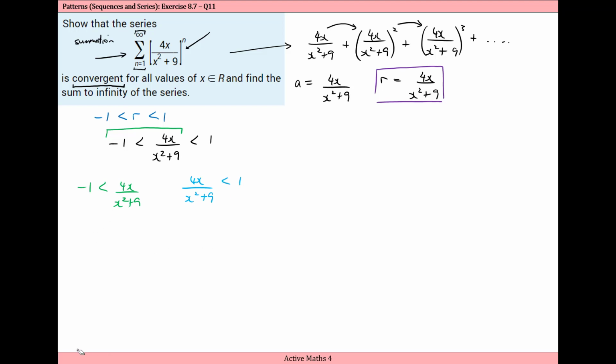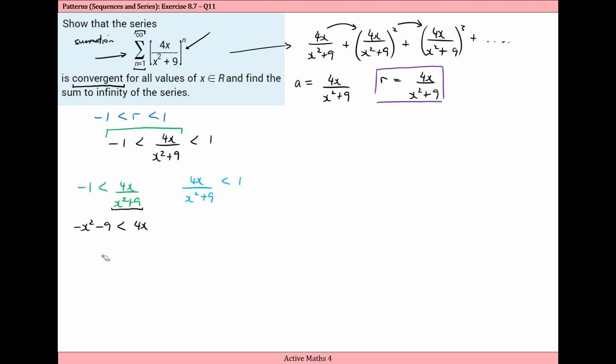So the one on the left, first of all, I'm going to multiply both sides by x squared plus 9. Now I can do that because x squared is obviously positive because it's a term that's being squared. And 9 is obviously positive because it's a natural number. So if I multiply both sides by x squared plus 9, it doesn't affect the direction of the inequality. So I have minus x squared minus 9 is less than 4x.